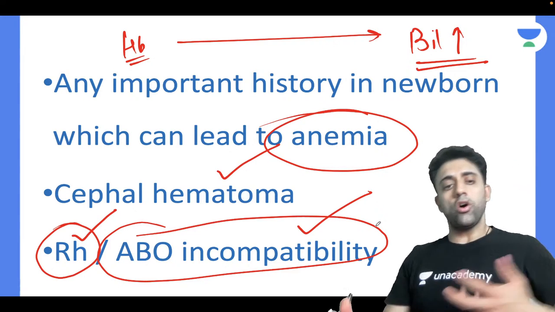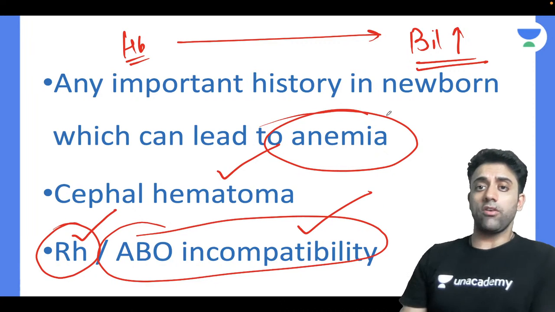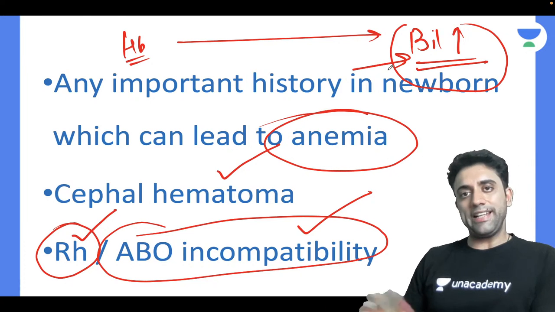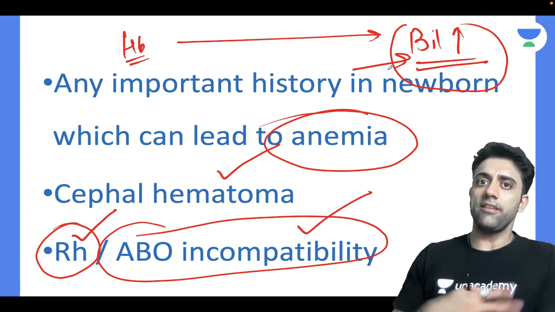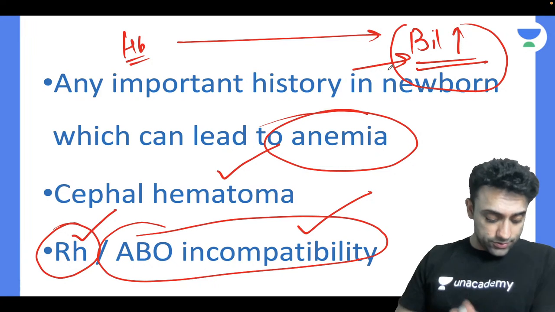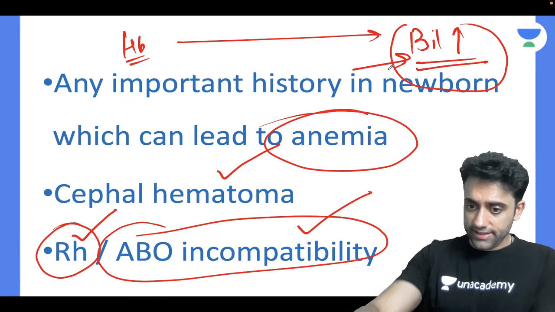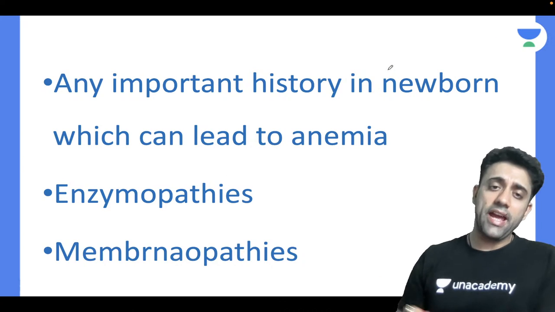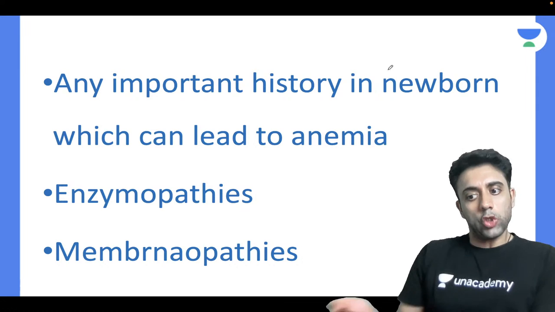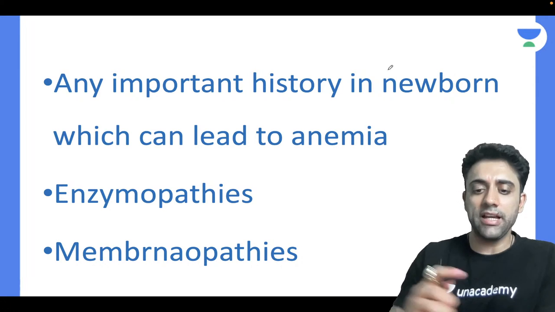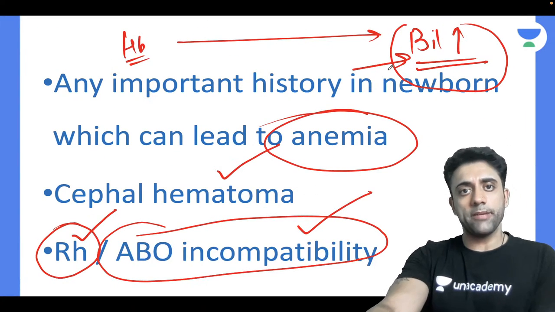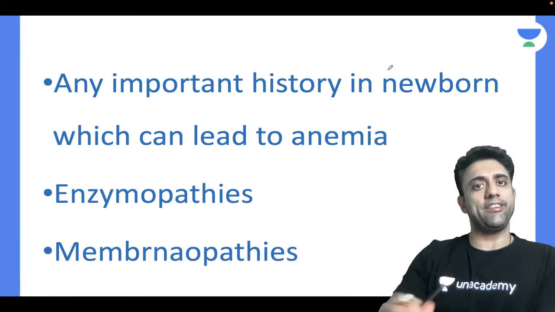And what are the other causes? Has any cause been left? Anyone? I will not tell you further, you only tell me. What are the other causes of a baby having jaundice? If you can tell me a baby has jaundice, that automatically proves that the baby will have anemia also leading to jaundice. So what do you think? Anyone? Very good. So we have a student who says erythroblastosis fetalis. Yes. Have you heard of enzymopathies and membranopathies? Yes or no? I told you my HOD says common things are common and rare things are rare. So the commoner causes of a baby having anemia are early cord clamping, cephal hematoma, Rh incompatibility, ABO incompatibility, enzymopathies and membranopathies.